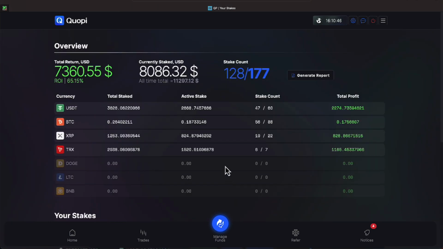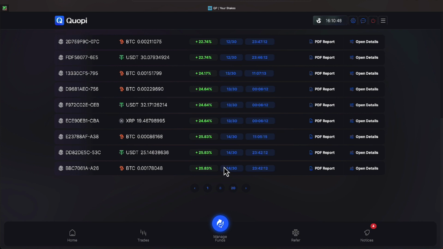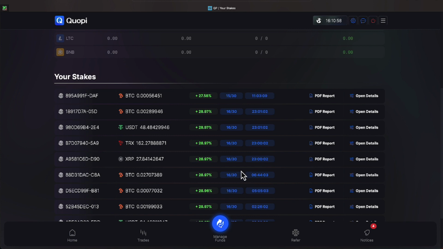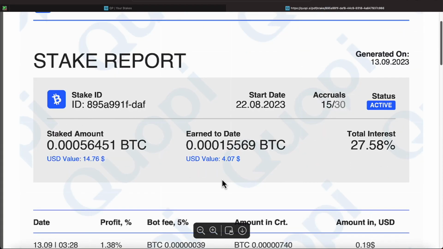Let's go ahead and go to the next page, where we'll pick up with 13 trading days and a 24.64%, to as high as 25.83% was reached. On 15 trading days, a 27.58% was achieved. Let's go ahead and look at some Bitcoin. For that 15 days, Quopi still has 15 more days to work.